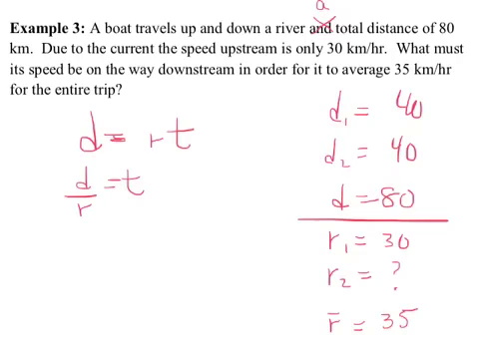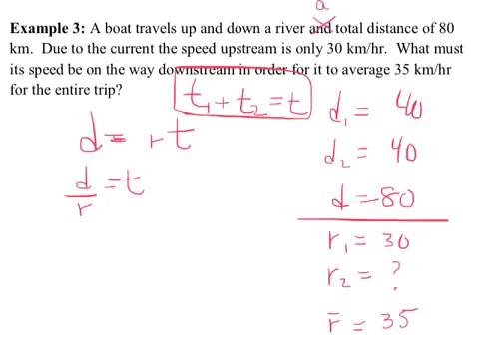Let's look at all three scenarios, people: on the way up, on the way down, and the overall trip. Do this 3 times. The total time is equal to the time it takes on the way upstream plus the time it takes on the way downstream. So if we can come up with expressions for all 3 of these t's, we can plug them in there and then have an equation.